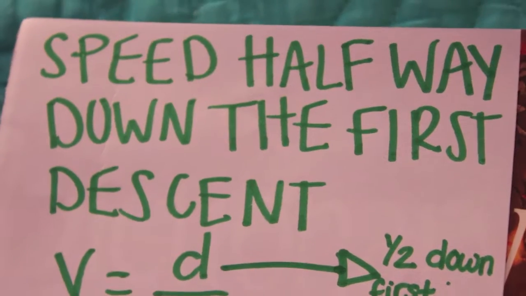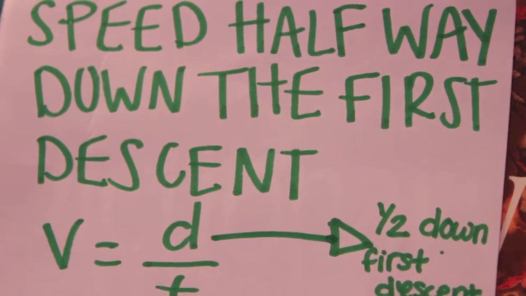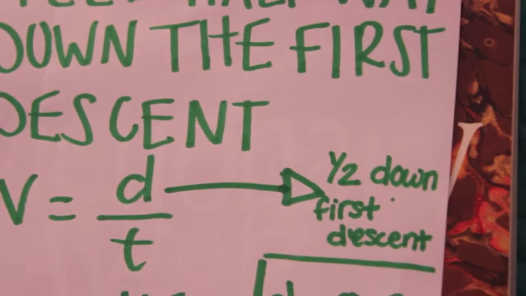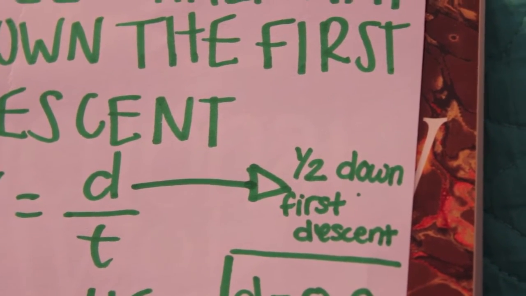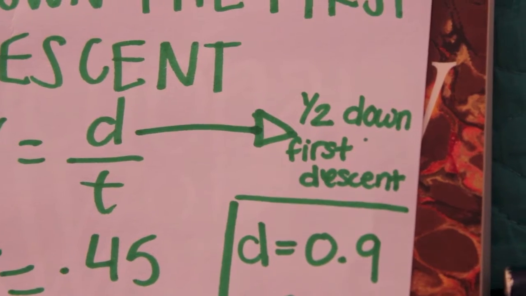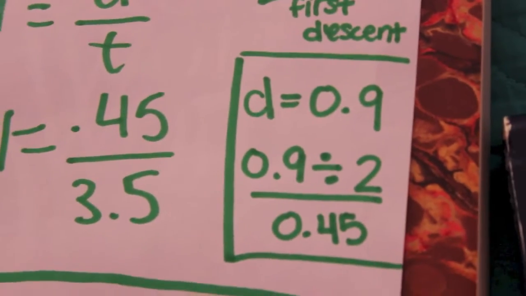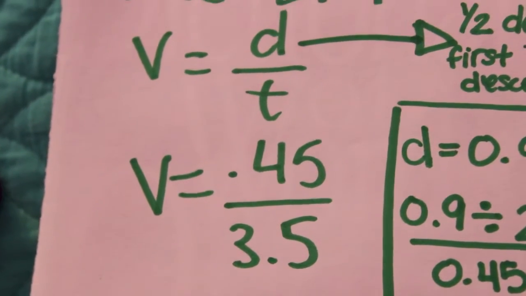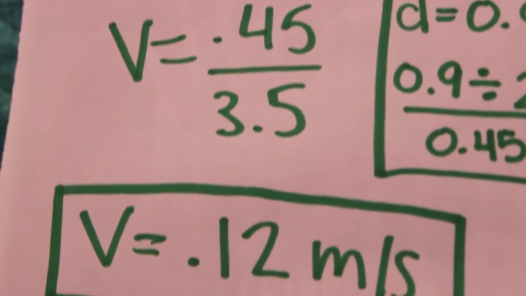To find the speed halfway down the first descent, you will use the formula velocity equals distance over time. For distance, you'll want to use half of the distance down the first descent, which was 0.9, divided by 2, which would be 0.45. So you do 0.45 divided by 3.5, which equals 0.12 meters per second.